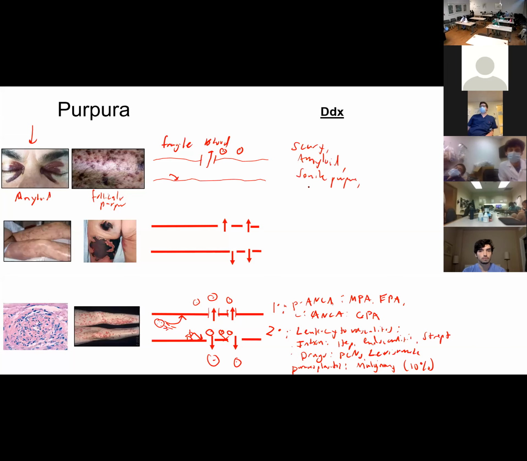The last one for fragile blood vessels is Ehlers-Danlos, especially type 4. Not really too big a deal for us, more for pediatrics. So those are all secondary to fragile blood vessels. The last major pathophysiological category is going to be clot.